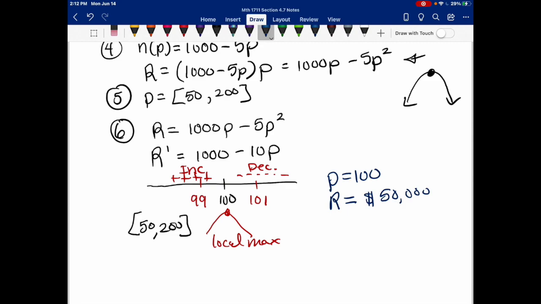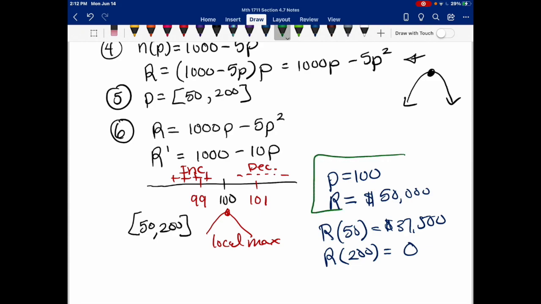Now we also want to check our endpoints to make sure there isn't anything higher, if there's an absolute max. So we want to check 50, and we also want to check 200. If I plug in 50, then I'm going to get 37,500. If I plug in 200, I'm going to get 0.